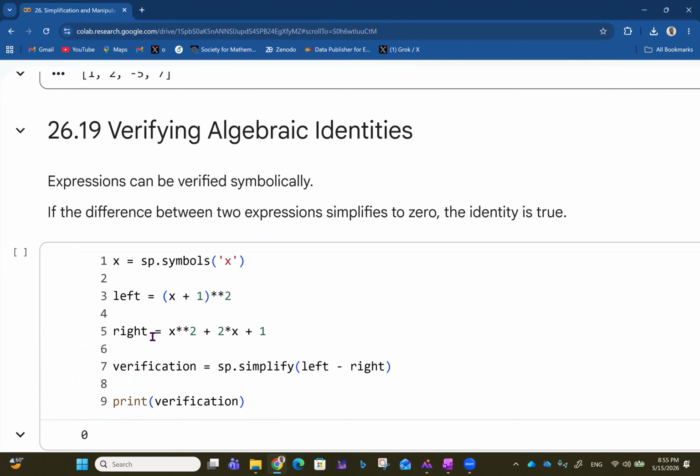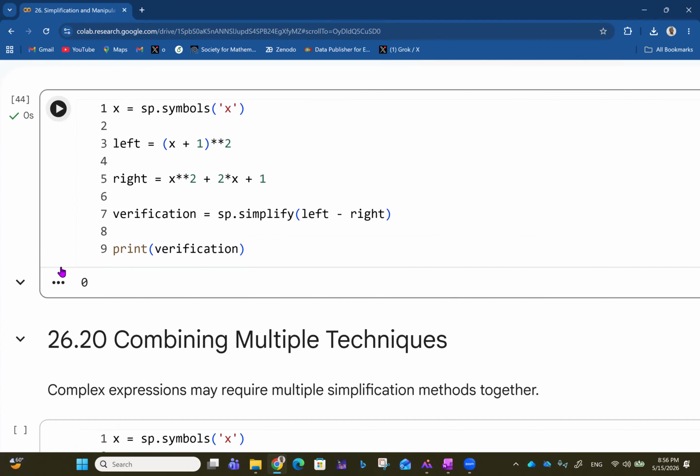So verifying algebraic identity. You can verify if two expressions are the same. Expressions can be verified symbolically. If the difference between two expressions simplifies to 0, then the identity is true. So if you have created your symbol x, the left is x plus 1 squared, and the right is x squared plus 2x plus 1, which we know are the same basically. But to verify that they are the same, you can just say sp.simplify of left minus right. So if you print your verification and it is 0, then it means that the expressions are the same.